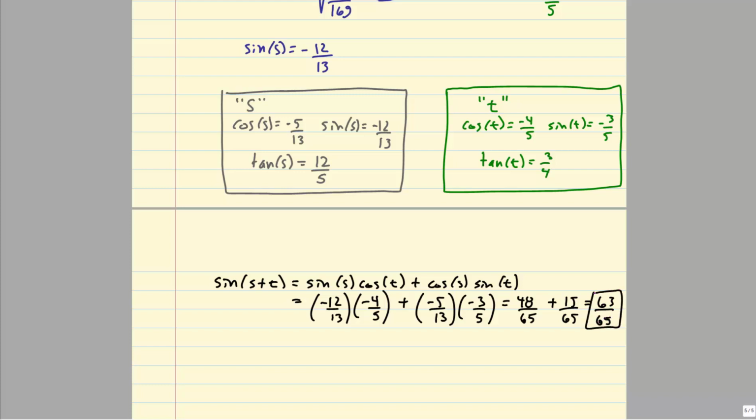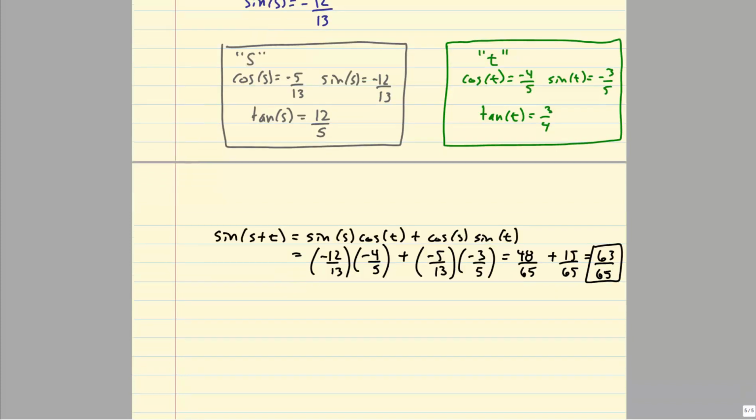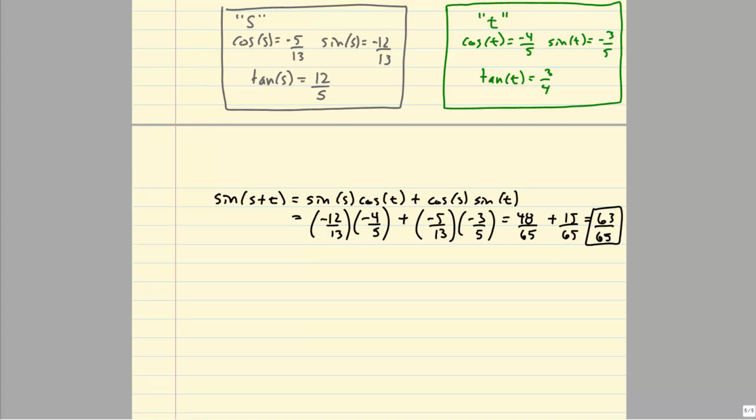for sine of s plus t. Next thing we were looking for was the tangent of s plus t, and then the quadrant of s plus t. So let's look at the tangent of s plus t. So first thing we'll do is we'll write down the formula that we're using. You should always do that. That's something I'll be looking for when I'm grading, because if I don't know the formula you're using, it'll be difficult to give credit for that.